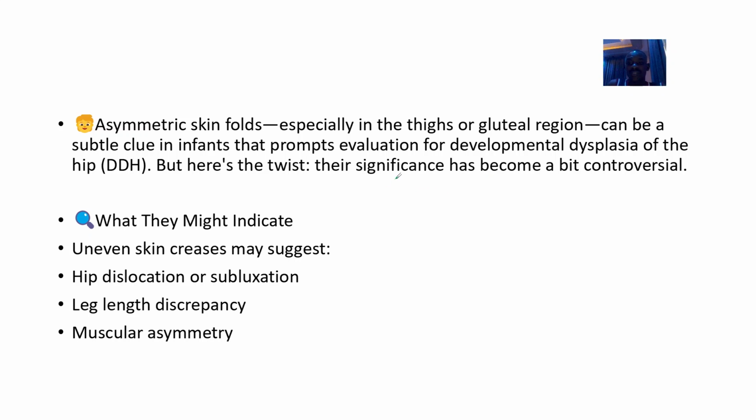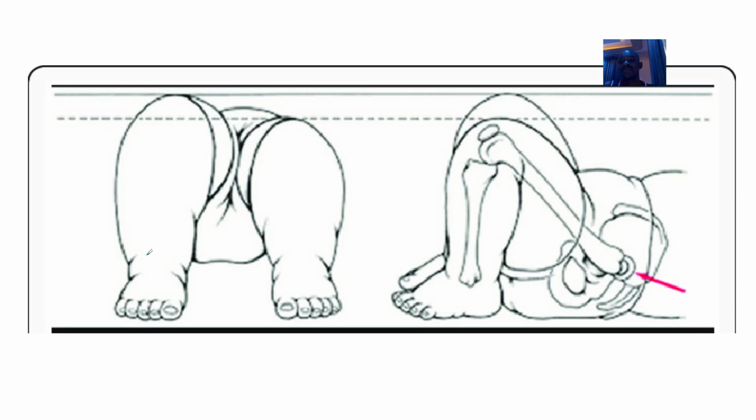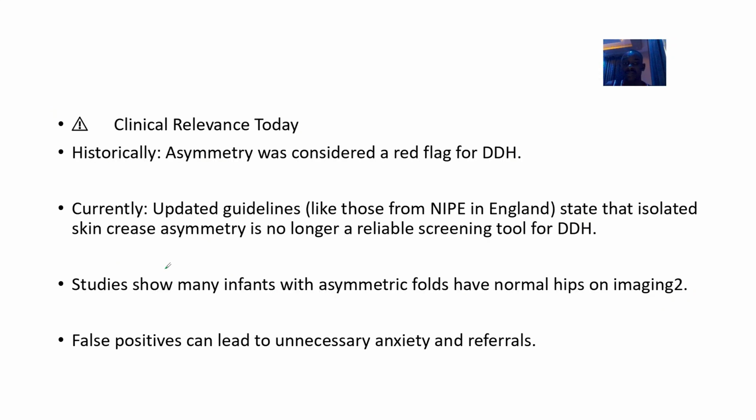But here's a twist. Their significance has been a bit controversial. Uneven skin creases may suggest that there's hip dislocation, or that the length of the legs is not equal. It could show that maybe there's a problem in the muscle, not really the length of the bones. So clinically, most times it has been used to diagnose developmental dysplasia of the hip.